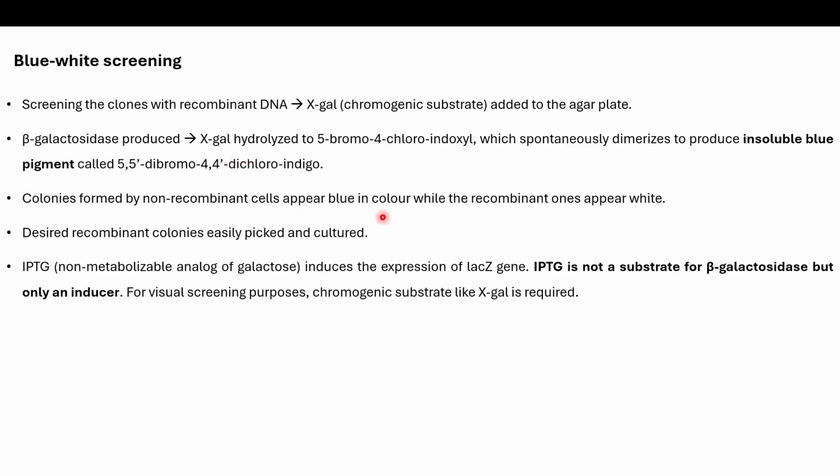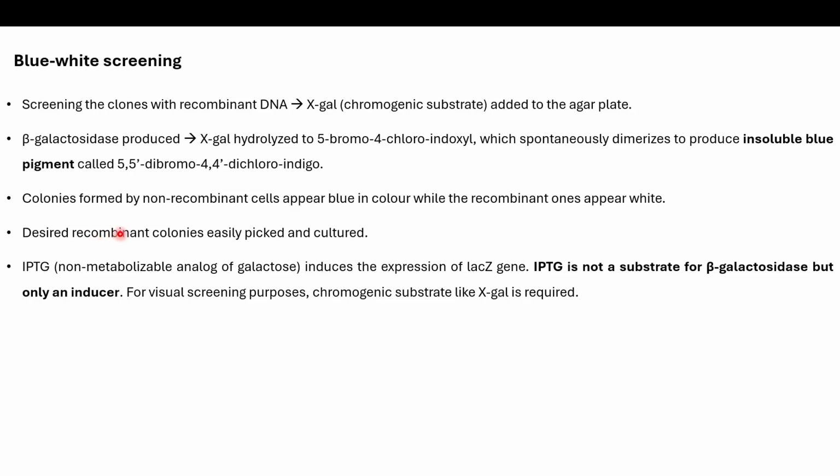hydrolyze this substrate to give a blue colored product, while the recombinant ones will produce non-functional beta galactosidase, which will hamper the functioning of fully active beta galactosidase. Those recombinant colonies or recombinant cells will appear white, because those won't be able to hydrolyze this particular color producing substrate. So exactly by looking at the colonies, we can distinguish between the recombinant cells and the non-recombinant cells.